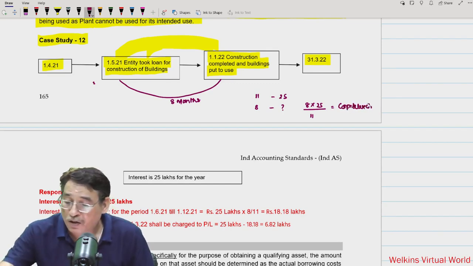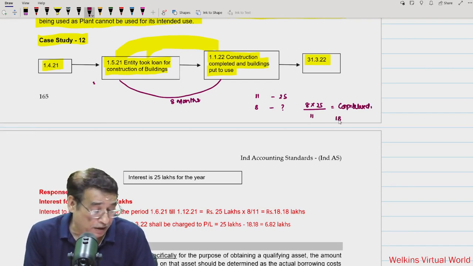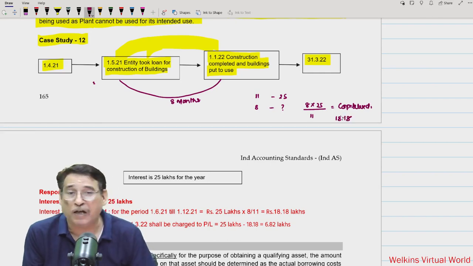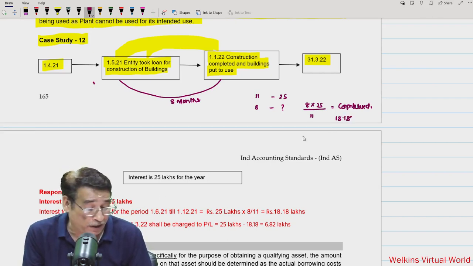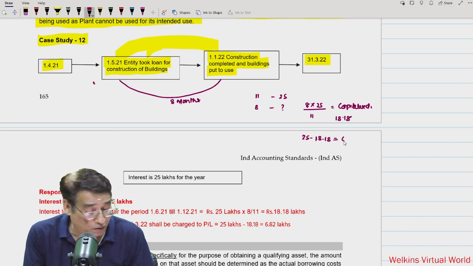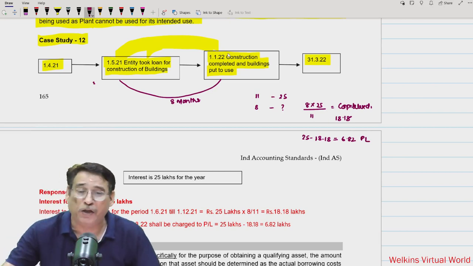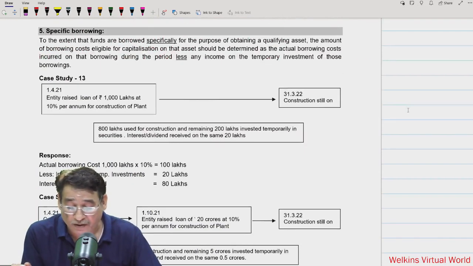Is it clear to you? So this much of interest is equal to 8 into 25 divided by 11, that is equal to 18.18. You are going to capitalize 18.18. Is it clear to you? And for the rest of the interest, from 25 you subtract 18.18, that is equal to 6.82. It will be charged to the profit and loss account, because only for this particular period is the asset a qualifying asset.